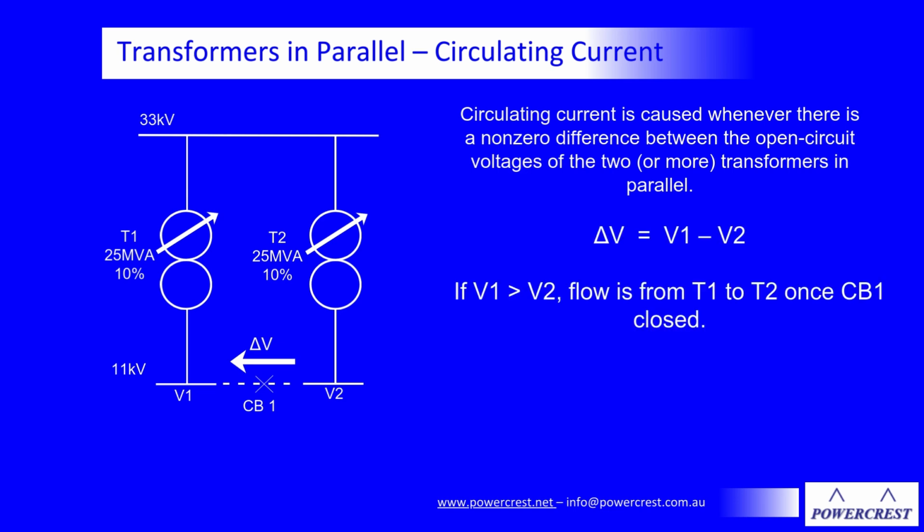Circulating current results whenever there is a non-zero difference between the open circuit terminal voltages of the two transformers in parallel. So when CB1 is open, the open circuit terminal voltages V1 and V2 can be measured. If they are not equal, then circulating current will flow once CB1 is closed. If V1 is greater than V2, then the current flows from T1 to T2 on the 11 kV side. Note, this is independent of whether there is load current flowing through T1 and T2.